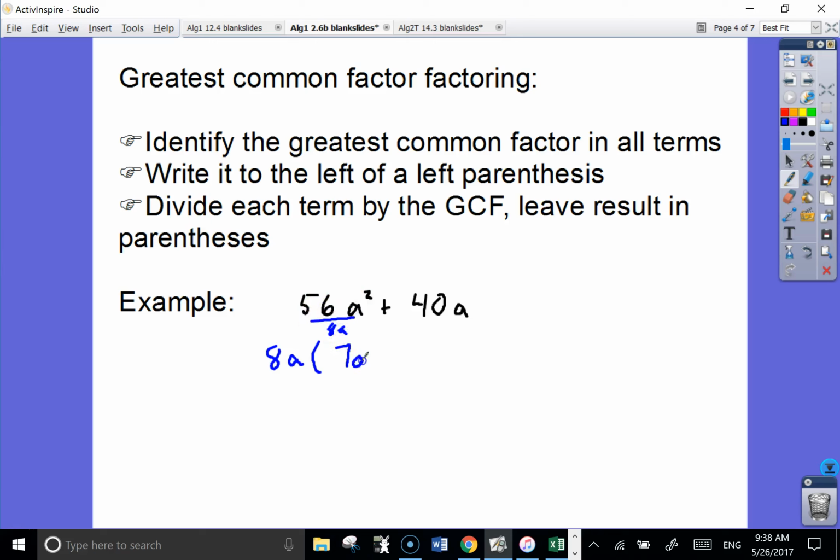And I can confirm that if I just multiply. What is 8a times 7a? 56a squared. Okay, what's going to be left if I take away the 8a from 40a? Plus 5. That's it. And that's greatest common factor factoring. You take whatever is that greatest common factor, you put it outside parentheses, and then inside you leave what you get when you divide each term by that greatest common factor. That's it.